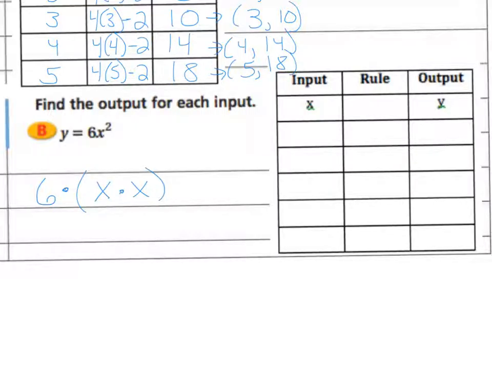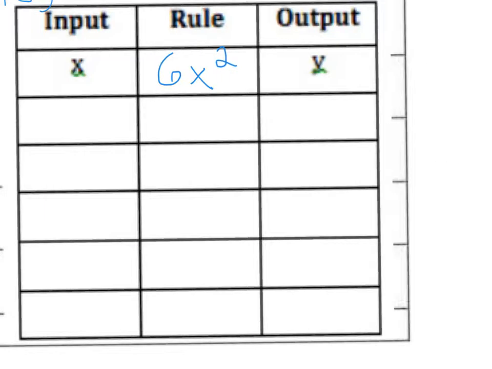If we look at PEMDAS, we have parentheses or grouping symbols, exponents, then multiplying or dividing, followed by adding or subtracting. So we would have to take care of this first, multiplying the number by itself, and then do the multiplying with 6. All right, so over here in my rule, I'm going to write 6 multiplied by x to the second power. All right, so now I need to choose some values for x. I'm going to start with 0 this time.